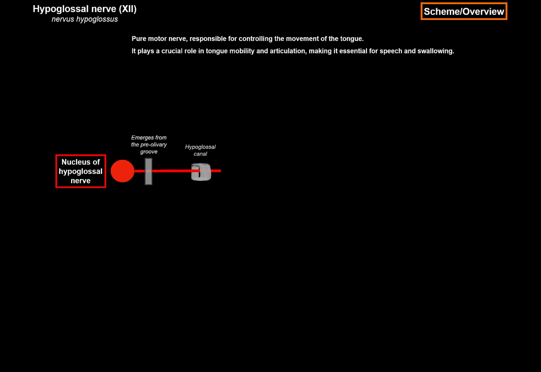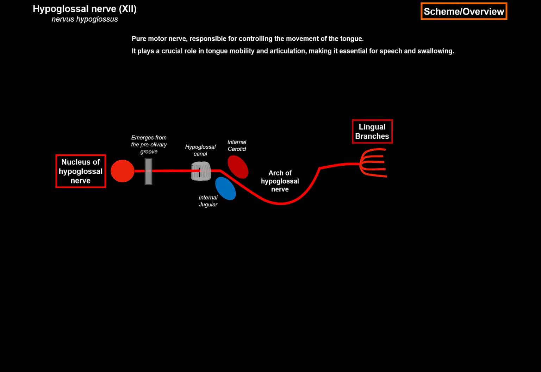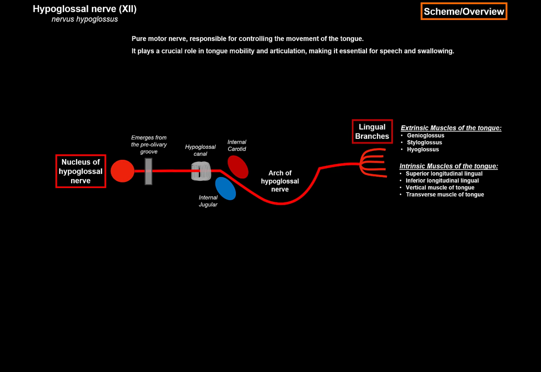It then travels a short distance within the cranial cavity and then exits the skull through the hypoglossal canal. As the nerve is now outside of the cranium, it travels between the internal carotid artery and the internal jugular vein to then form an arch we call the arch of the hypoglossal nerve. It then goes towards the tongue and gives off the lingual branches to supply the muscles of the tongue, which primarily include the extrinsic muscles, the genioglossus, styloglossus, and the hypoglossus, and the intrinsic muscles, which are the superior and the inferior longitudinal lingual muscles, and the vertical and the transverse muscles of the tongue.